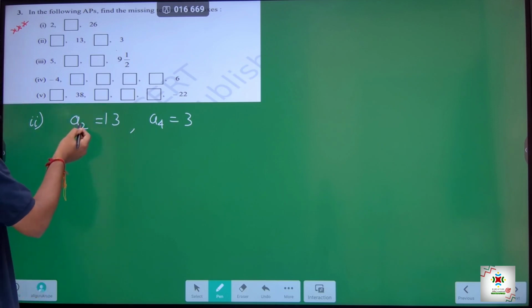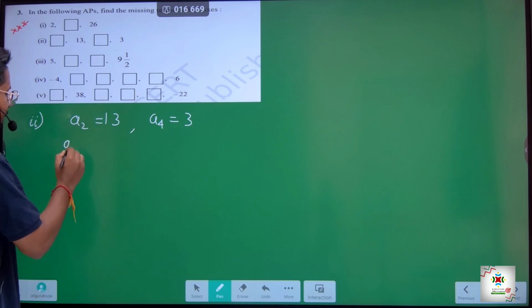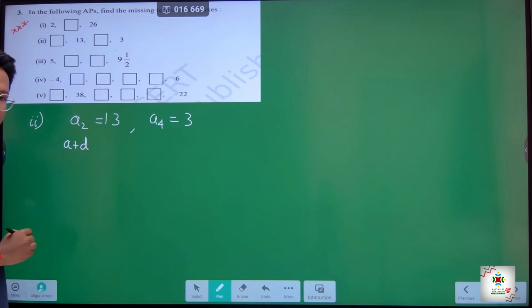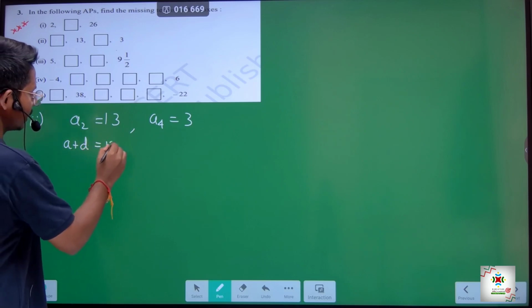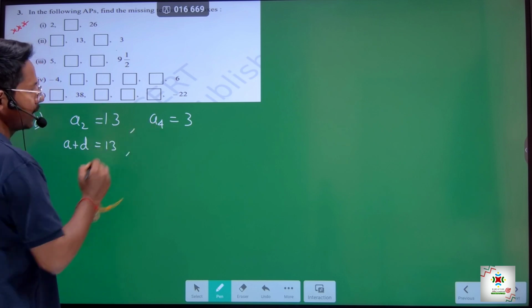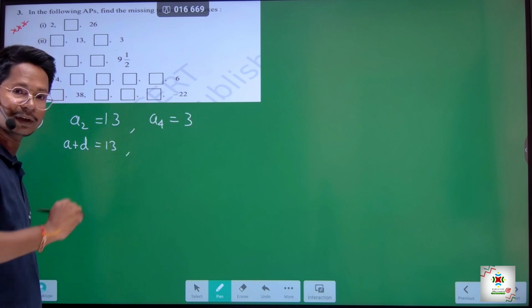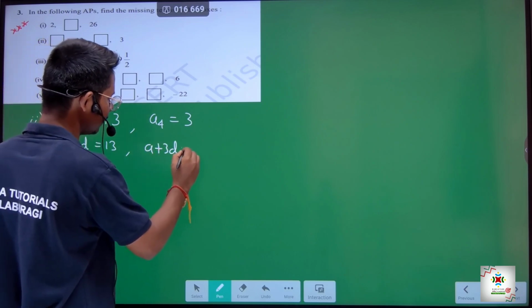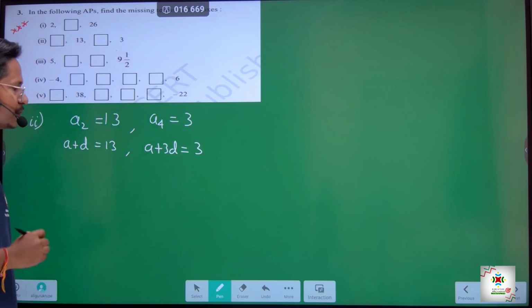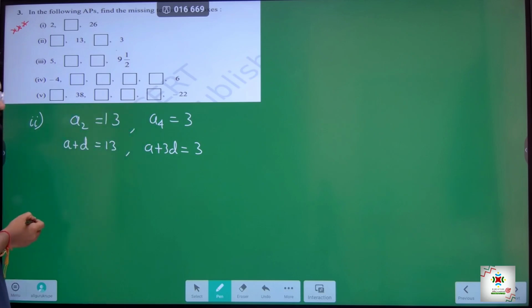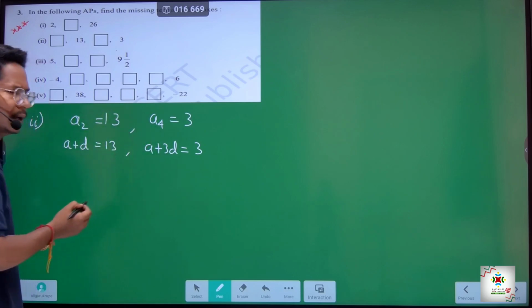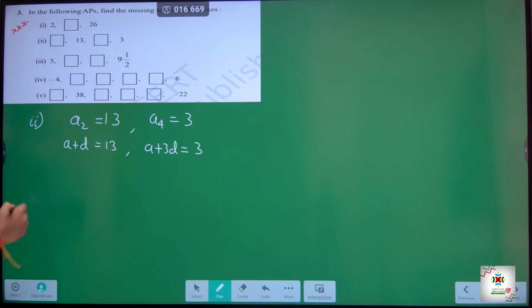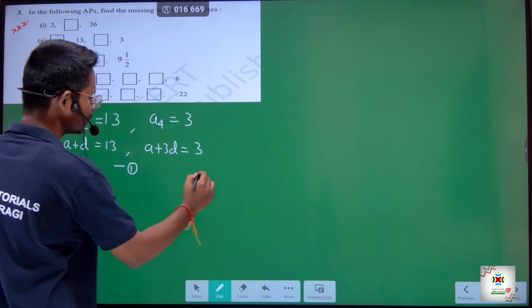So when you use the nth term formula, A2 is nothing but A plus 1D, or A plus D, which is equal to 13. And here A4 in terms of A and D is A plus 3D, isn't it? A plus 3D equals 3. Now you observe, each term I am expressing in terms of A and D. Now it is a pair of linear equations in two variables. You can just eliminate any one variable to get the other. So I'll call this equation 1 and this one equation 2.